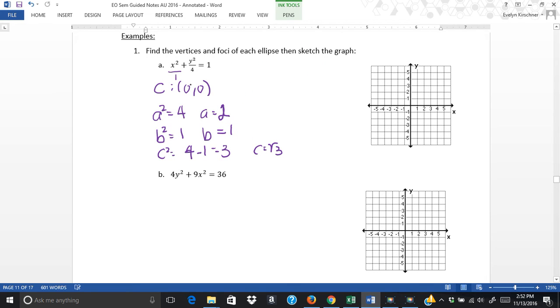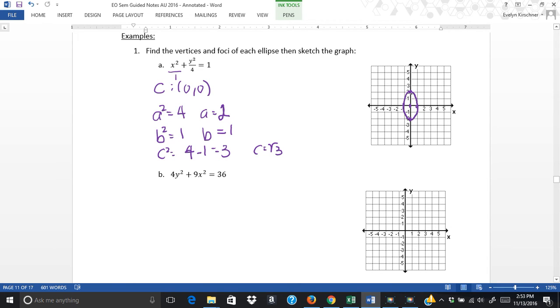So I know that I have a center here at 0, 0. It's going in the y direction. I'm going 2 up in the y direction. And actually, this b tells me how far I'm going in the x direction. So at x, I'm going 1. So my ellipse looks like this.